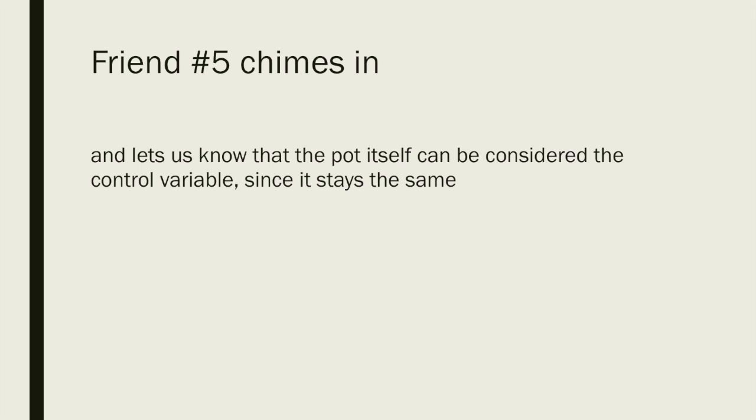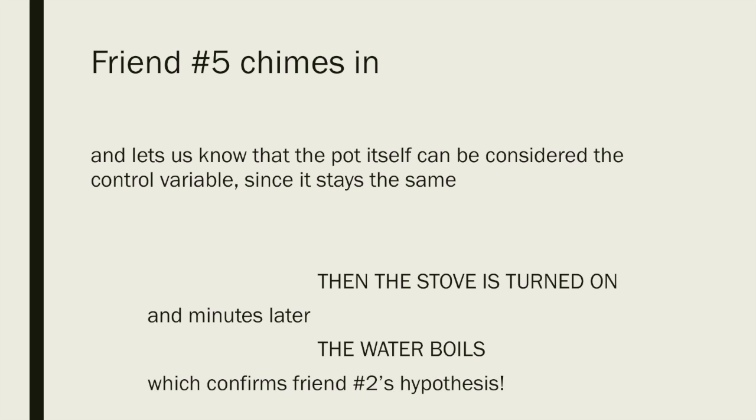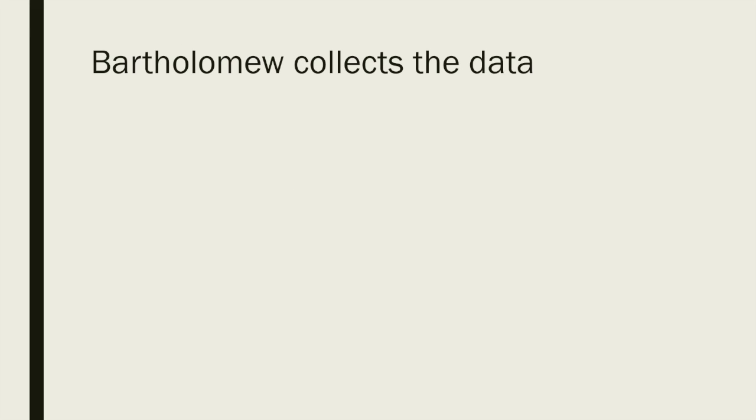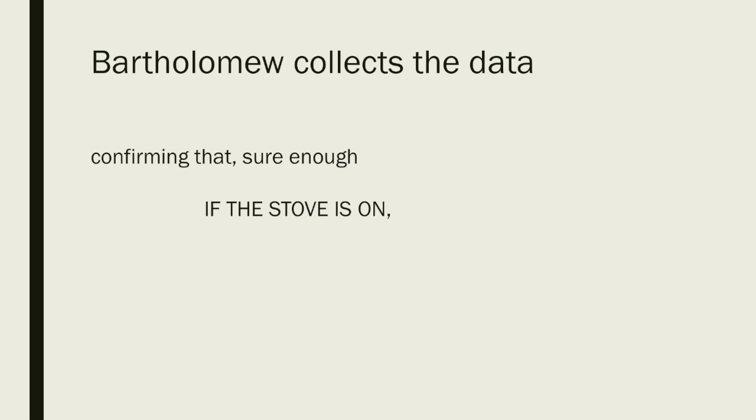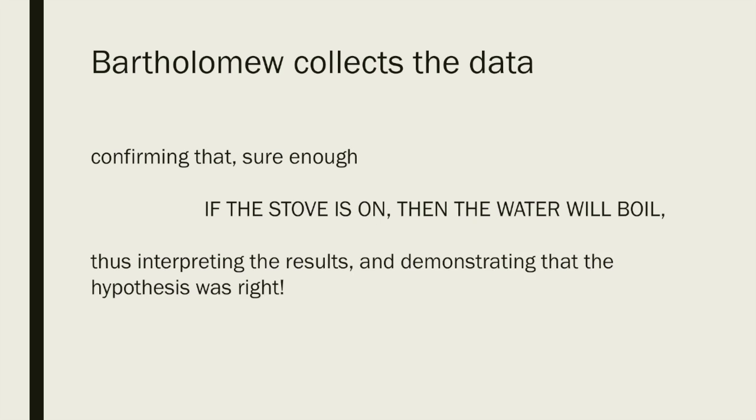Friend number 5 chimes in and lets us know that the pot itself can be considered the control variable since it stays the same. Then the stove is turned on, and minutes later, the water boils, which confirms friend number 2's hypothesis. Bartholomew collects the data, confirming that, sure enough, if the stove is on, then the water will boil, thus interpreting the results and demonstrating that the hypothesis was right. The end. But not really.